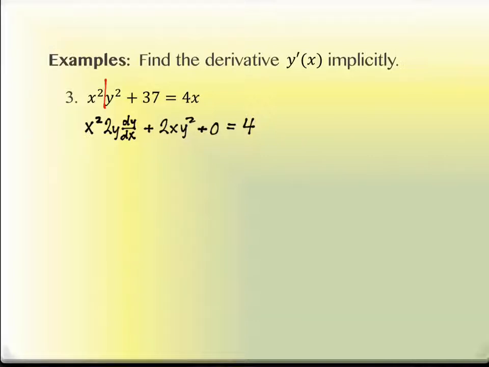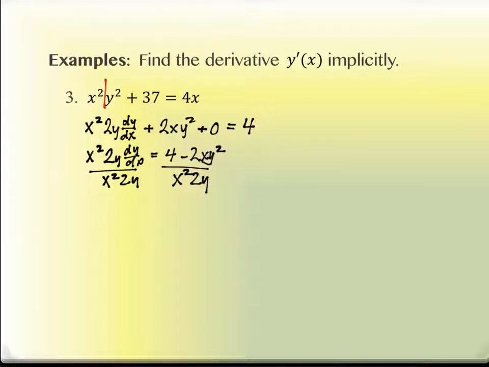So I'm going to do some algebra to shift some things around. I'm going to move my 2xy squared to the other side with subtraction. So x squared 2y dy dx equals, and I had 4 minus 2xy squared. Then what? Divide by x squared 2y. Yes, thank you. I left that square off. Appreciate it. And then divide by x squared 2y.